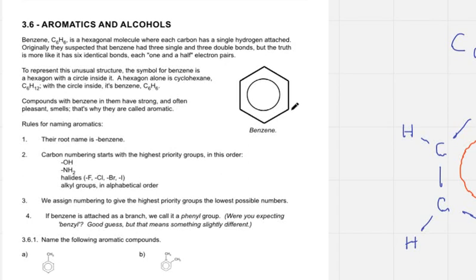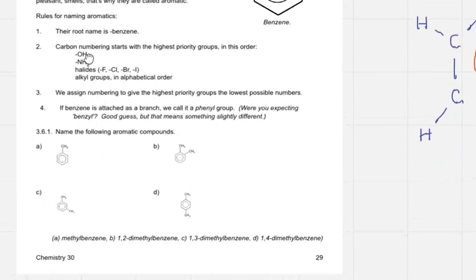Every one of these corners is a carbon. There are invisible hydrogens sticking out from each of these, and the circle is what tells you we're not talking about cyclohexane here, we're talking about benzene. Fair enough. Let's see if we can get some questions answered with that.